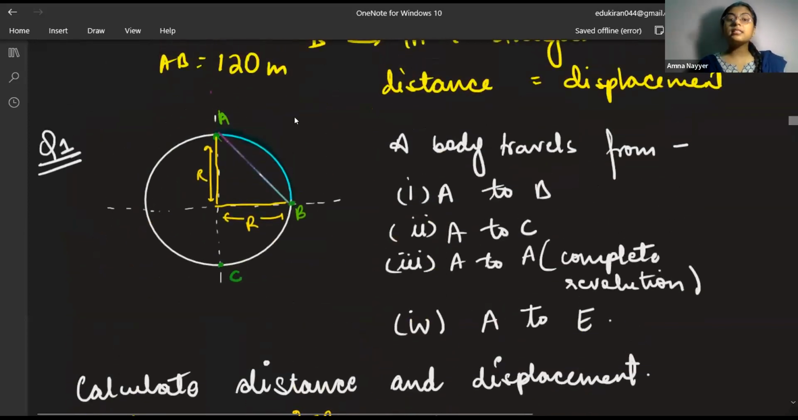Next, it says A to C. Okay, A to C. Yes, answers in the chat column right now. This is the initial point A. This is the final point C. What should be the distance? Answer in the chat column. All of you should answer this part at least. A to C. This is very simple. We are going from A to C in distance and directly A to C in displacement.